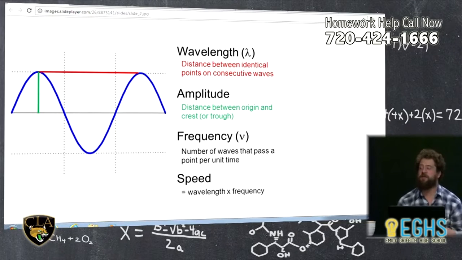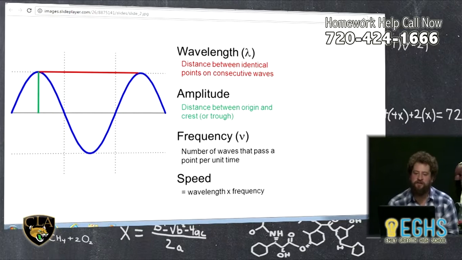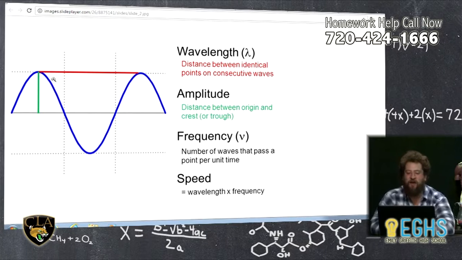If we could jump to my screen, I want to break down what wavelength, frequency, and amplitude are. This is a really simple graph, but I think it does everything we need it to do. Let's start with wavelength. We tend to think of wave patterns as rising and falling patterns, and we call these crests and troughs.